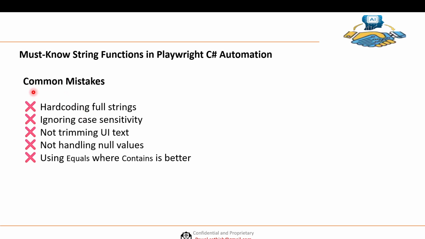Okay, then what common mistakes do we usually make when developing scripts? Okay, we are hard coding full strings, don't hard code any value. We are ignoring the case sensitivity. Okay, so we saw how case sensitivity can be ignored, and how the Equals function does an exact match. Okay, and not trimming the UI text. So we need to use the Trim function, we need to use ignore case. Okay, we don't need to hard code any value. We need to handle the null values. Okay, and using Equals where Contains is better.